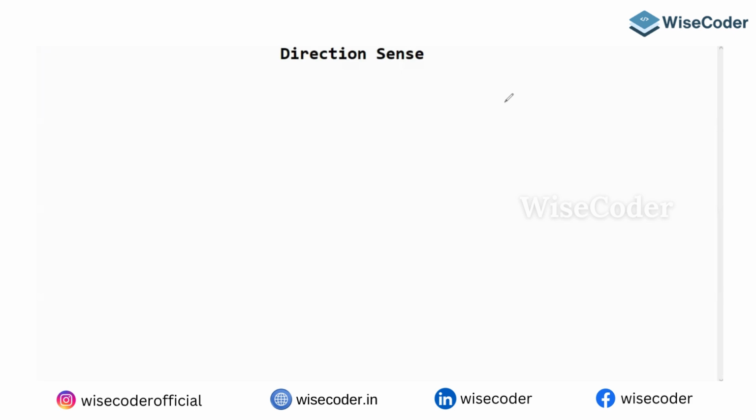How far is the hospital from his starting position in kilometers? Okay, so Mr. Ram first traveled 5 kilometers towards west. This is the direction. Let's say this is A, this is B, 5 kilometers.